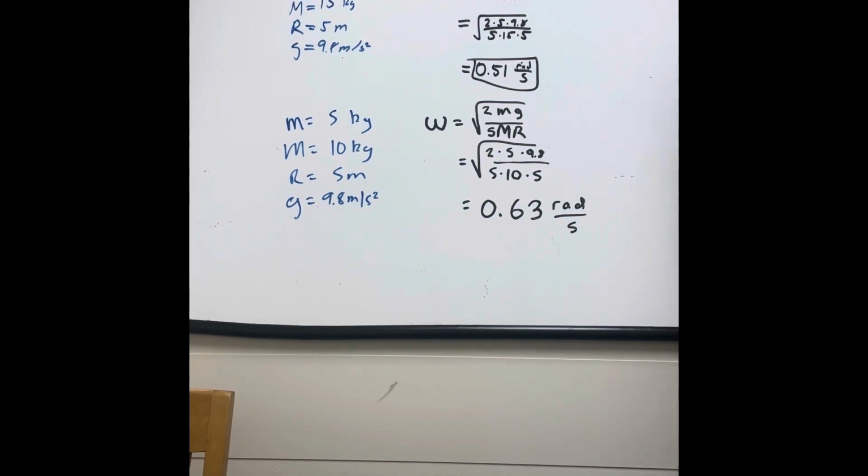So what we can see by checking numerically is that the angular velocity is inversely proportional to our big mass. As our big mass increases, our angular velocity will decrease, which makes sense.